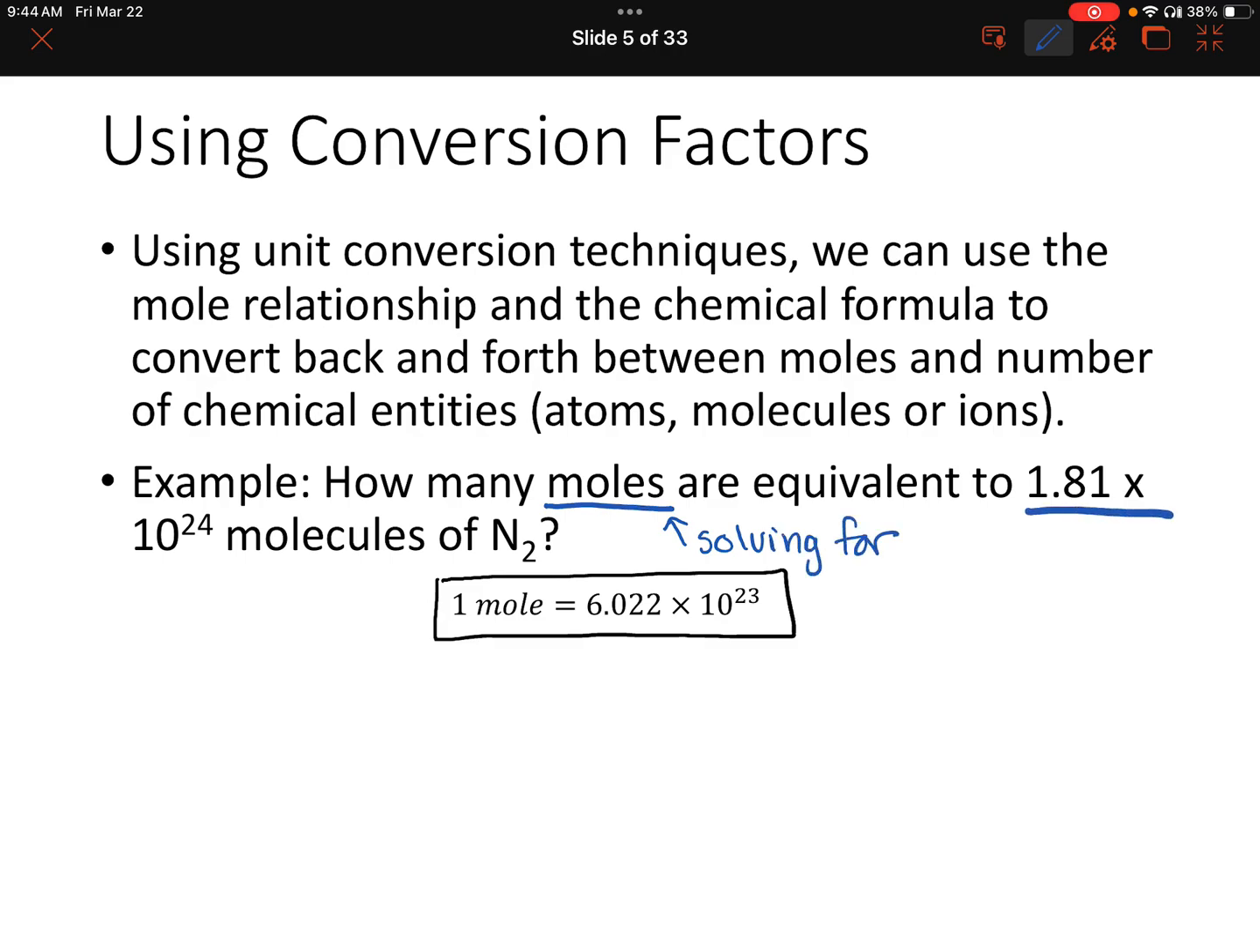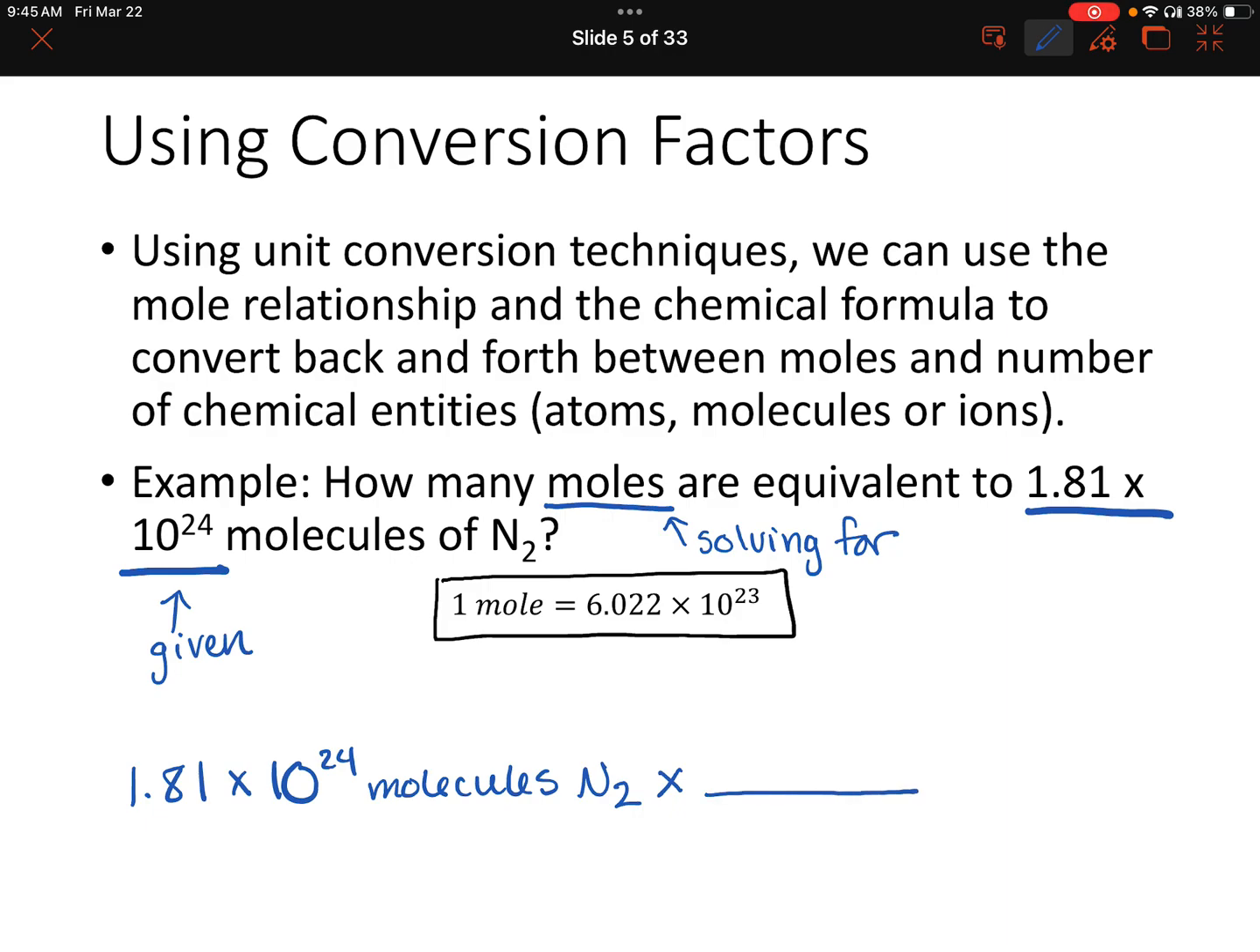And we're given 1.81 times 10 to the 24th molecules. When I'm setting up a problem like this, I always start with what I'm given. So let's write down 1.81 times 10 to the 24th molecules of N2. And next, I'm going to set up my conversion factor. You could also use those railroad tracks if you're used to that. It's the same thing, just drawn differently.